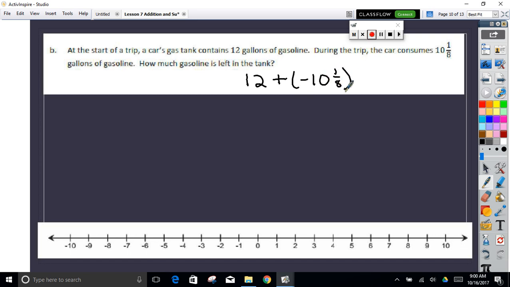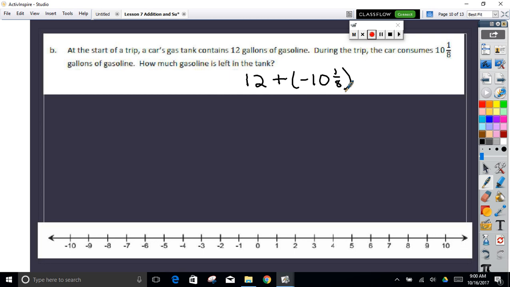When we're starting out, the gas tank contains 12, that's positive. If it consumes 10 and 1/8, it's using up gas, taking it away. It's going away. All right, to solve this, let's see.